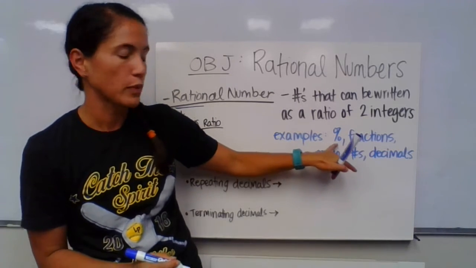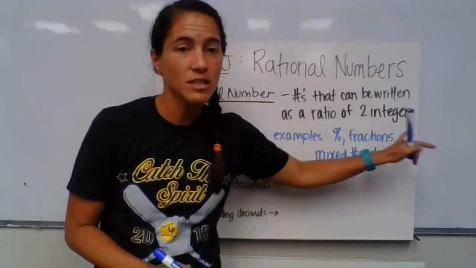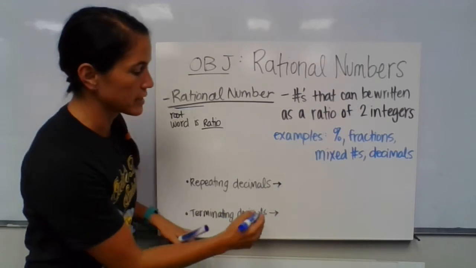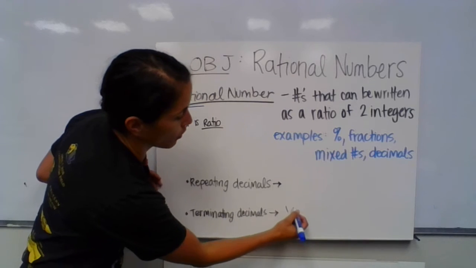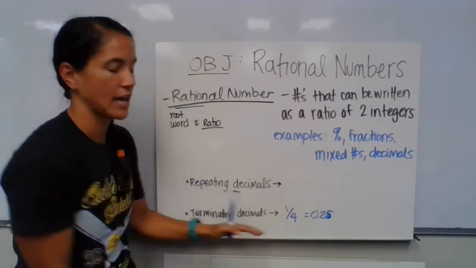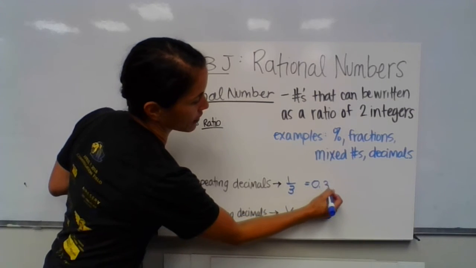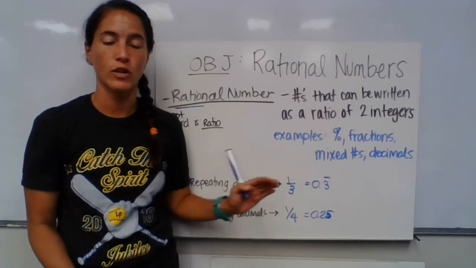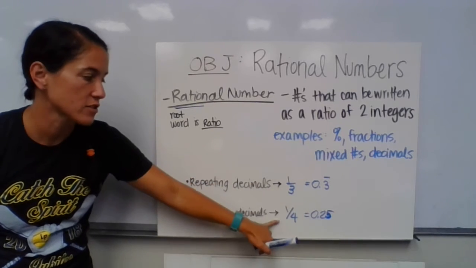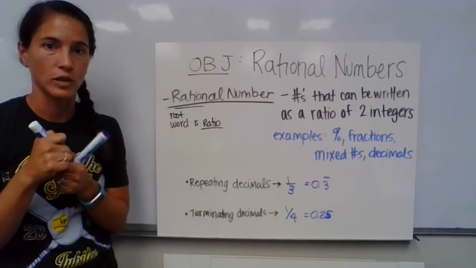Some examples of rational numbers. Percents can be rational numbers, fractions, mixed numbers, and decimals. And so the decimal part of rational numbers could be repeating decimals or terminating decimals. Terminating decimals mean they end. For example, 1/4 is 25 hundredths. So that ends. That is a terminating decimal. A repeating decimal, like 1/3, is 0.3 repeating, 0.33333, it repeats. It is also rational because it can be written as a ratio 1:3, and this is a ratio 1:4. So if you can write the value of the number as a ratio, that makes it a rational number.